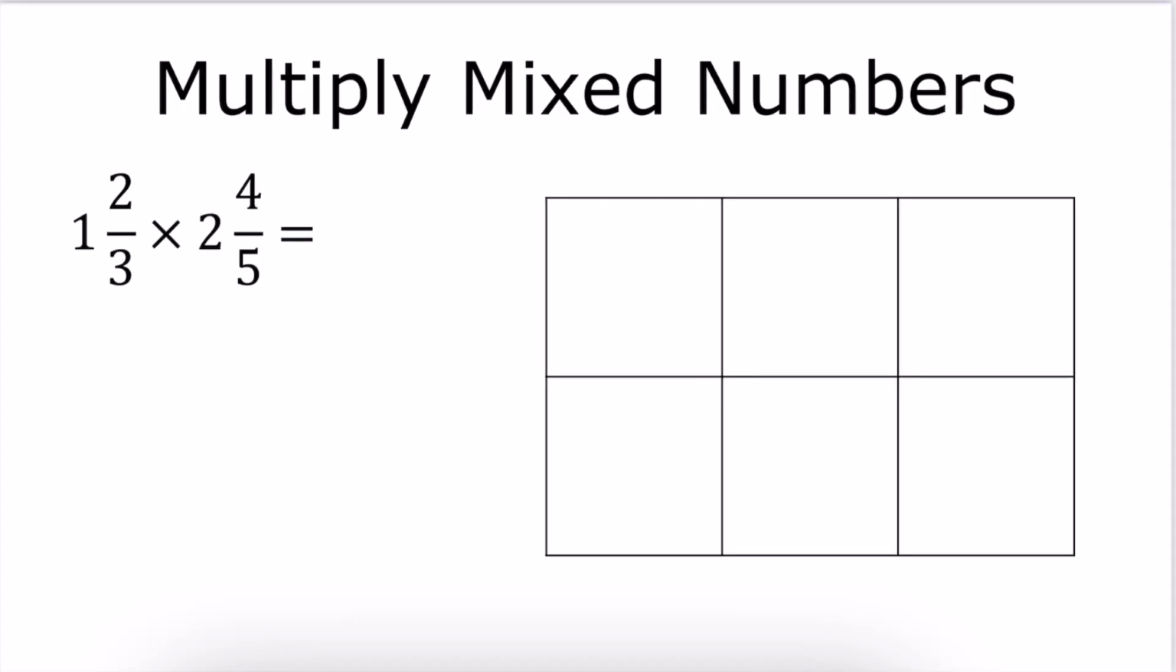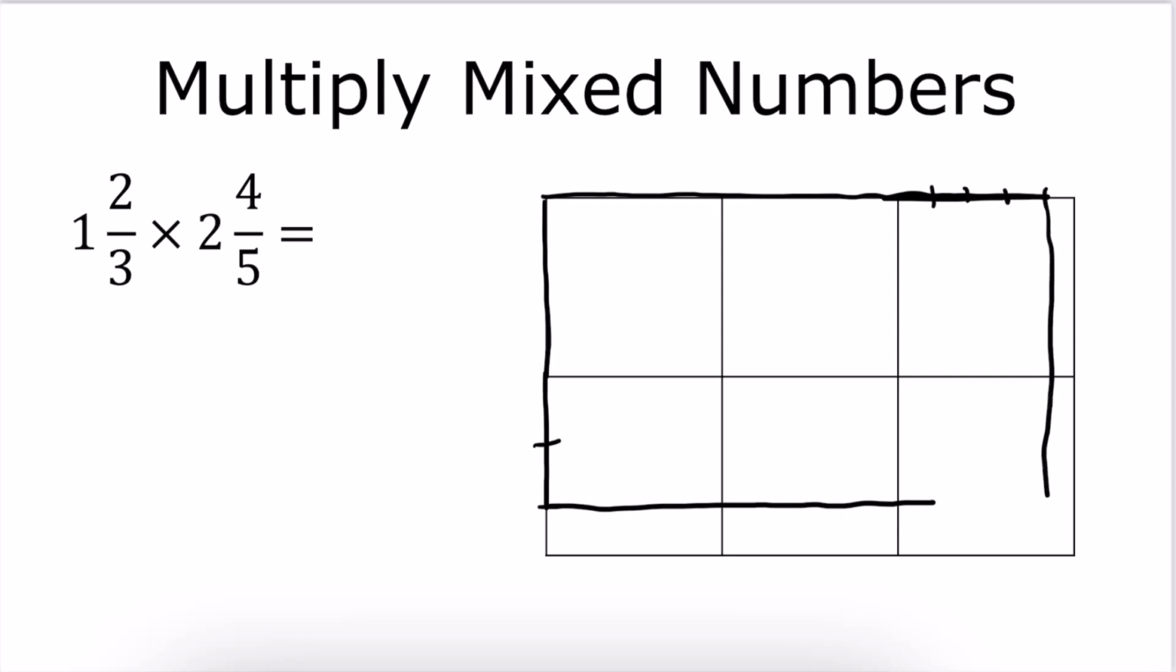And we can use this model to multiply mixed numbers. Because if I'm doing 1 2/3 times 2 4/5, the way that I can model this is by having a rectangle that's 2 units and 4/5 of a unit. So this distance right there on one side. And then 1 unit and 2/3 of a unit on the other side. So this black rectangle that I'm drawing here, the area of that will be the answer to this multiplication problem.